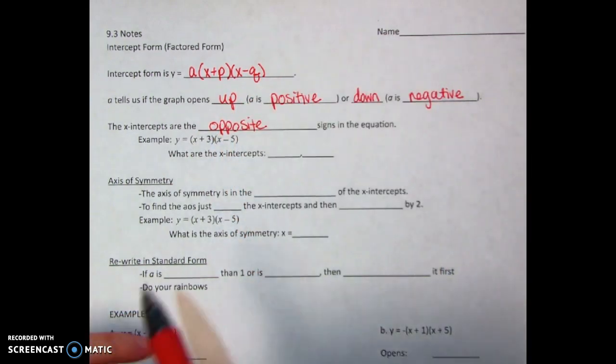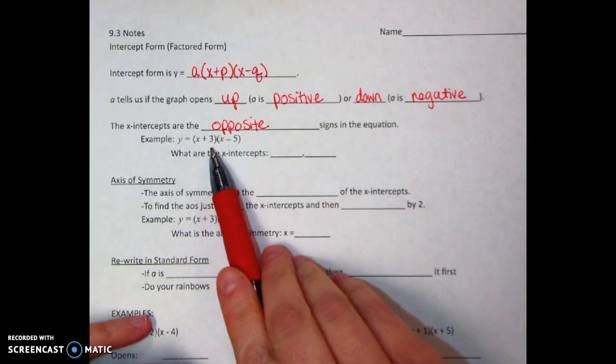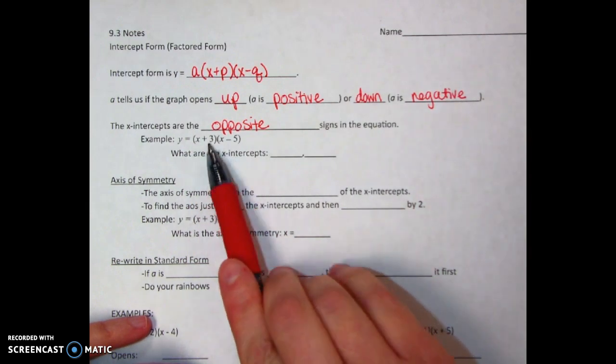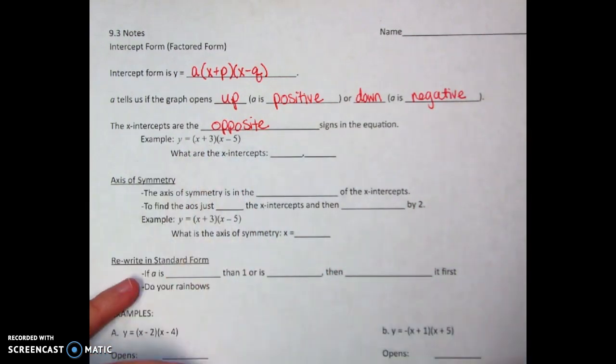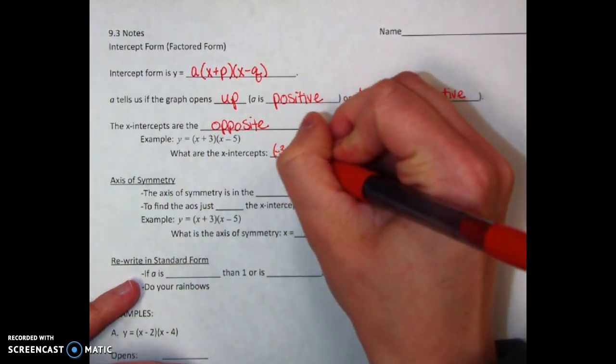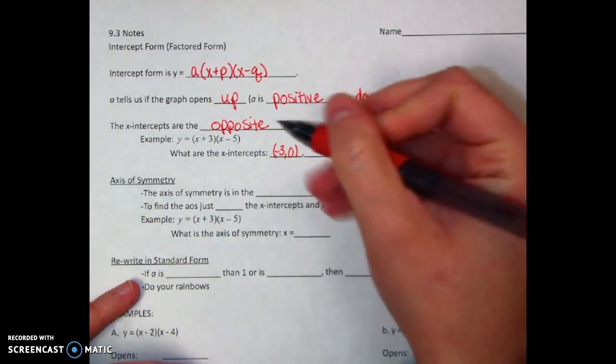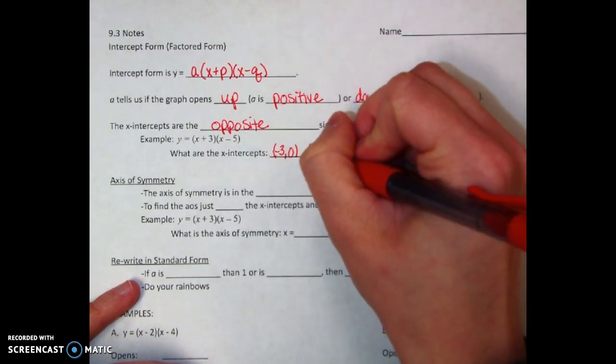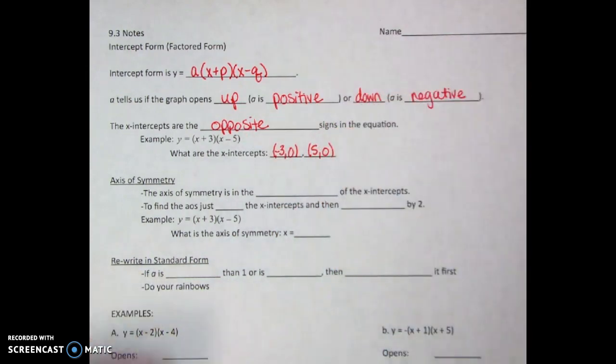in the equation. So for example, we have y equals x plus 3, x minus 5. The opposite of 3 is negative 3. So our first intercept will be negative 3, 0. And our other one is opposite of negative 5, so 5, 0.